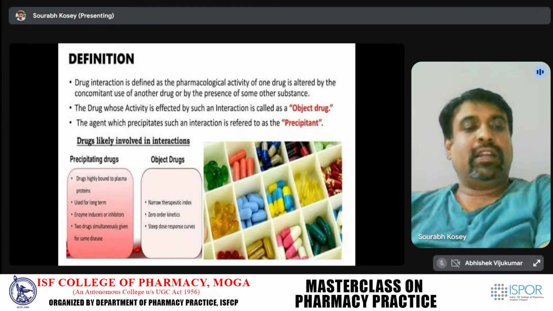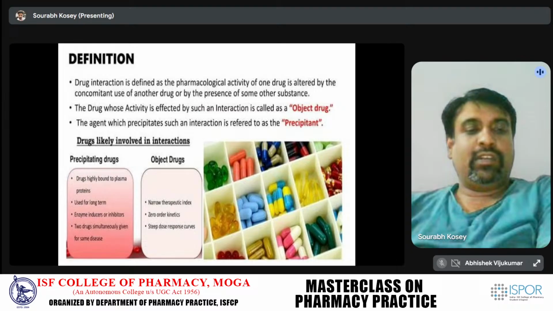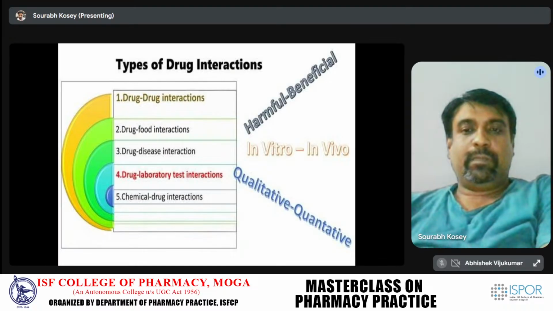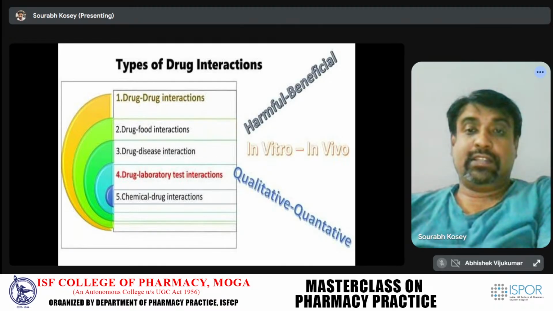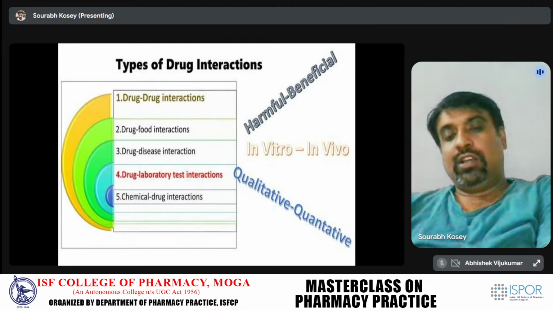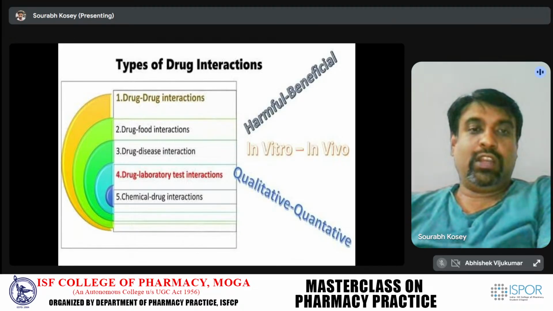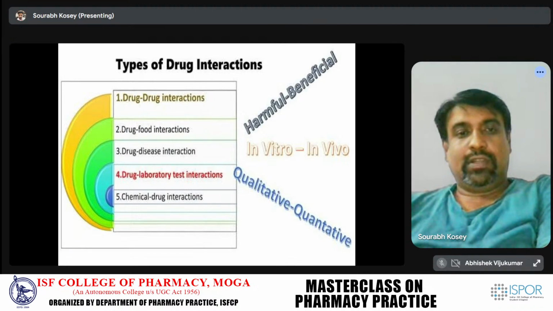Precipitating drugs are those which are highly bound to plasma protein, used for long terms, enzyme inducers or inhibitors, or two drugs simultaneously given for the same disease. And object drugs are those which have a narrow therapeutic index, zero-order kinetics, and steep dose-response curves. So there are drug-drug interactions, drug-food interactions, drug-disease interactions, drug-laboratory test interactions, and chemical drug interactions. Harmful, beneficial, quantitative, qualitative, in vitro, in vivo: these are all parameters of concern.